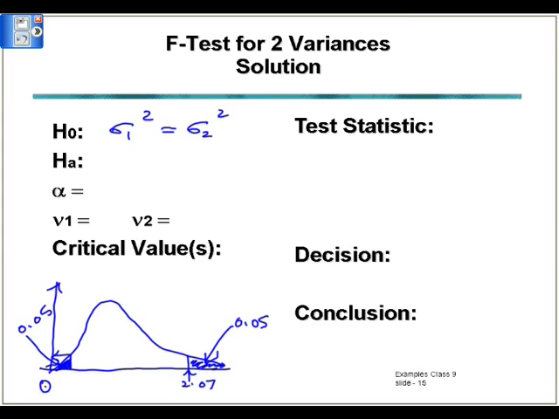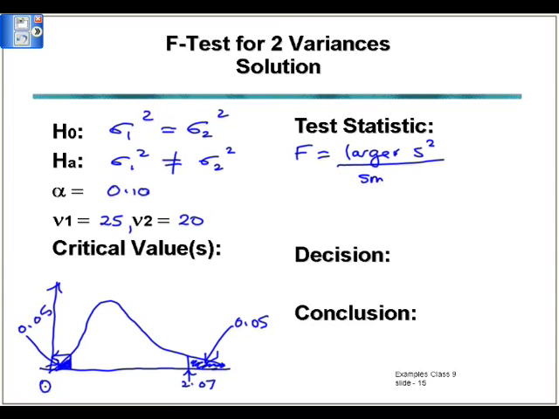Alpha value here is 0.10, not 0.01, 0.10. So we divide this by 2 to get 0.05 at each end. Numerator degrees of freedom is 25. Denominator degrees of freedom was 20, sample size minus 1. The F statistic here is larger S squared divided by smaller S squared. Our standard deviations were 30 and 20. So 30 squared divided by 20 squared, 900 divided by 400, that's 2.25.